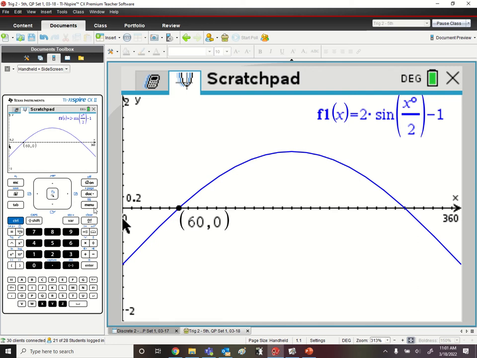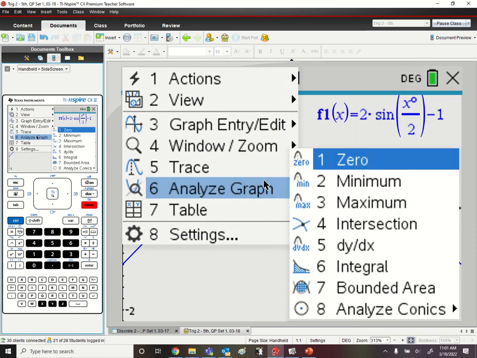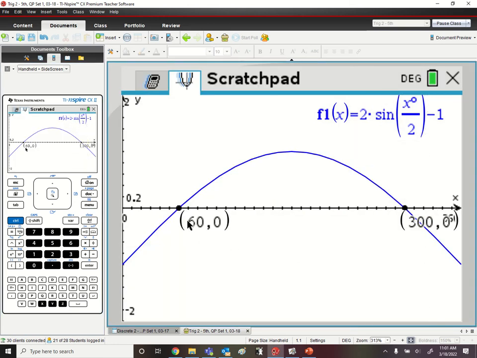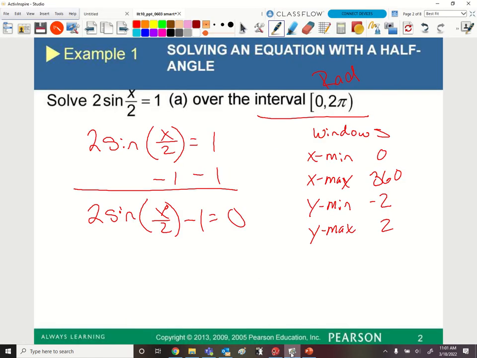Now let's do it again. Menu. Analyze. Zero. So my 2 solutions are 60 and 300.